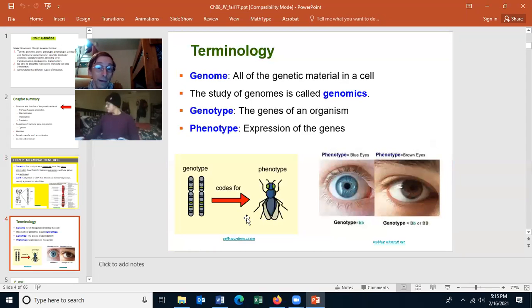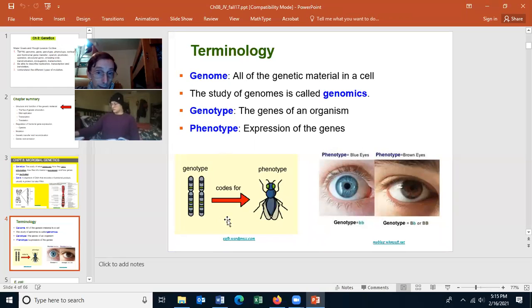When we talk about genome, we mean all the genetic material in a cell. When we're talking about microorganisms, that's also the genome, is all the genes in the organism. Any questions about that? The study of genomes is called genomics. A genotype is the genes of an organism. The phenotype is the expression of the genes.